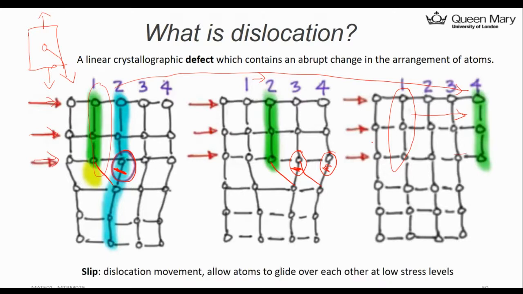And if we give you the definition of slip, the slip is basically the name for the dislocation movement. If you just think about dislocation itself, it's just the defect in the atom arrangement. The slip is more like a gliding or shear. It's a dislocation movement which allows atoms to glide over each other at a low stress level, but of course at a high stress level it will slide even faster.